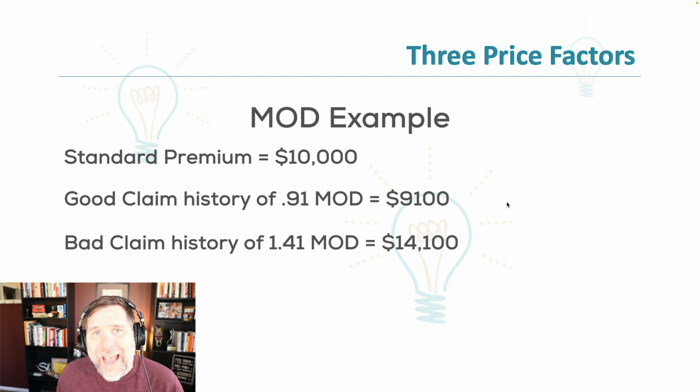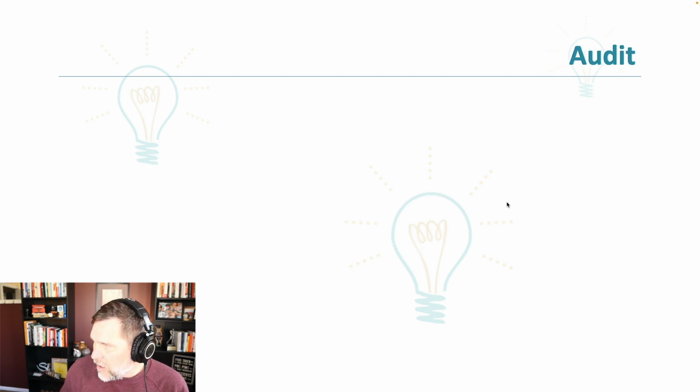But let's say you have a bad claim history, a 1.41. That's a real bad claim history. So you have a 1.41 mod. Your insurance would go up to $14,100. So you can see that's a $5,000 difference, right? A $5,000 difference from one to the other. So it's huge. That is the effect that a mod is going to have on your workers' compensation insurance premium.